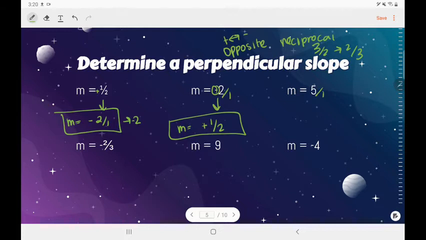5 over 1 changes to 1 over 5. This was positive, so its opposite reciprocal is negative. And you get the idea. Negative 2 over 3, flip your fraction, and make it positive. One thing, I'm going to skip these examples.